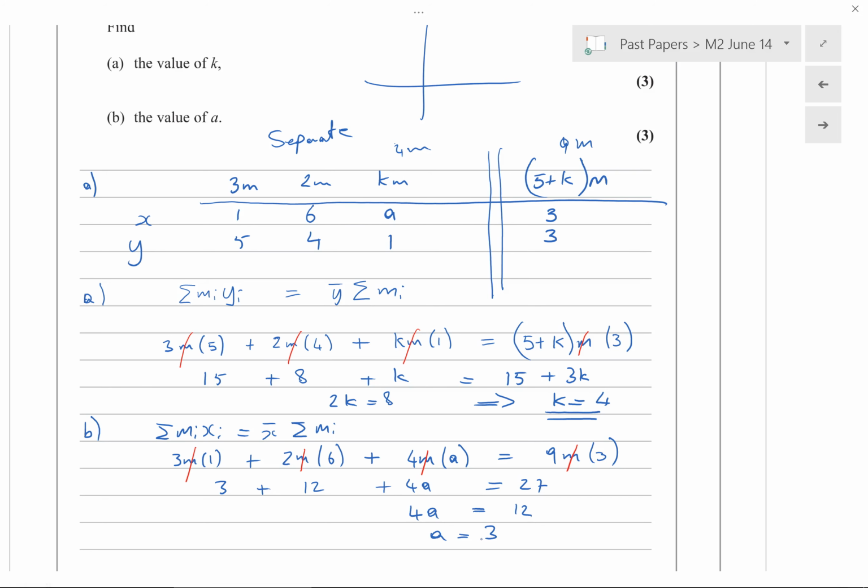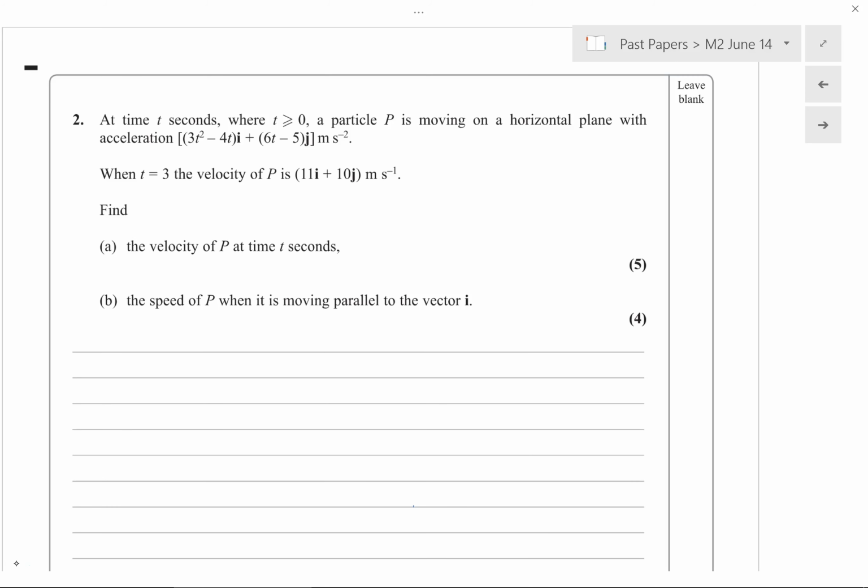Pretty easy, I think. So let's see what question 2 has in store. This is motion in 2D, where acceleration is a function of time, variable acceleration. Right, it tells us a bit of information. It gives us what's called a boundary condition, t is equal to 3 at that point, and it gives us an expression for a in general. Let's write that down. We've got a is (3t squared minus 4t) i plus (6t minus 5) j.